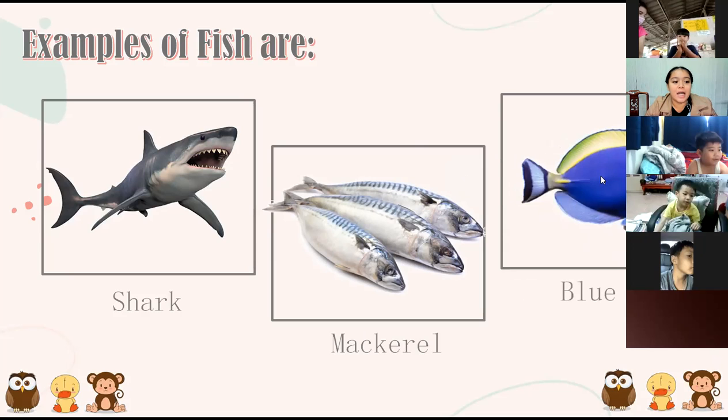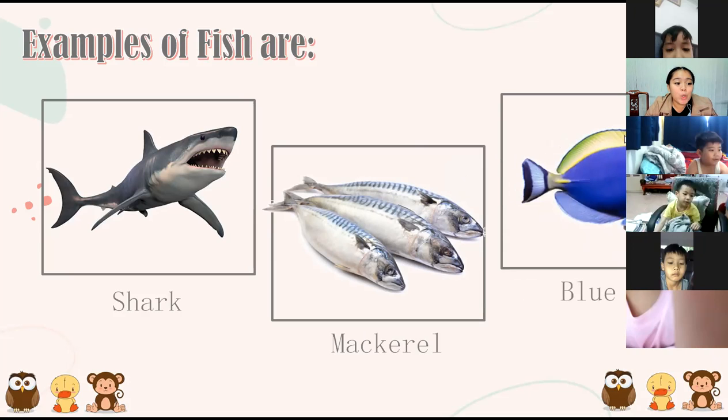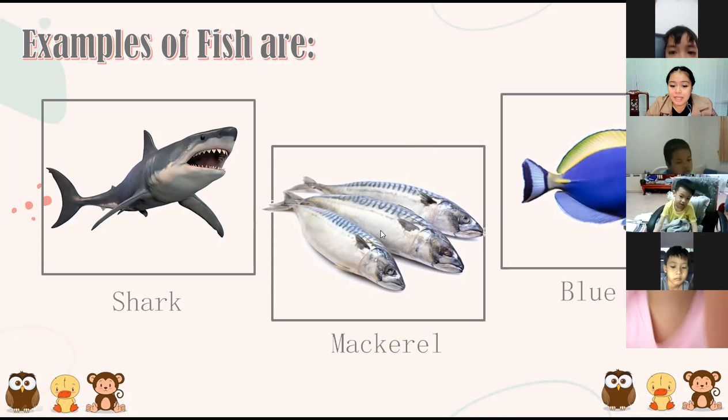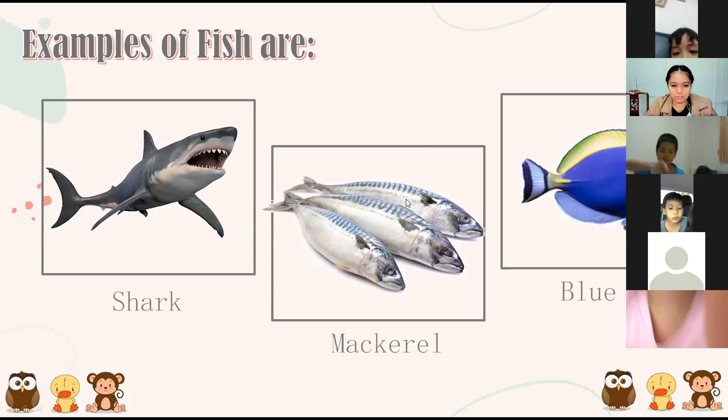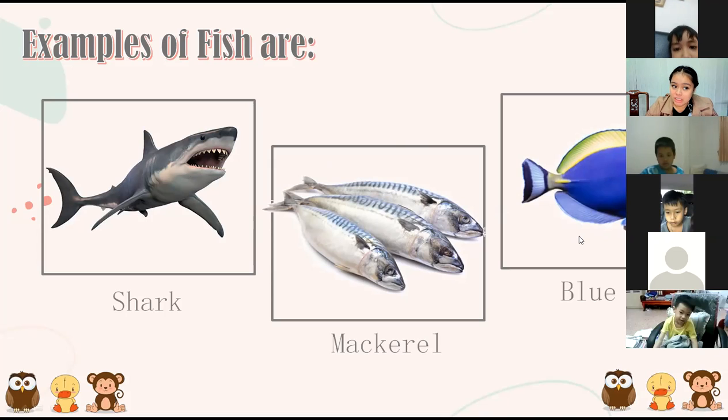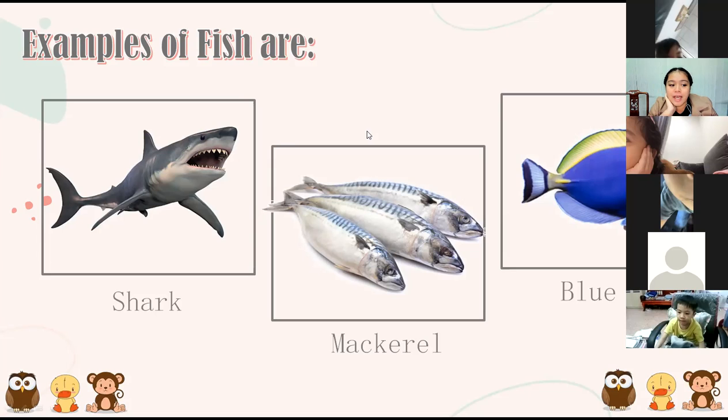We also have here blue tang. Okay, what's the name of this fish again? Shark. Mackerel. Blue tang. They are all an example of a... insect or fish? Fish.